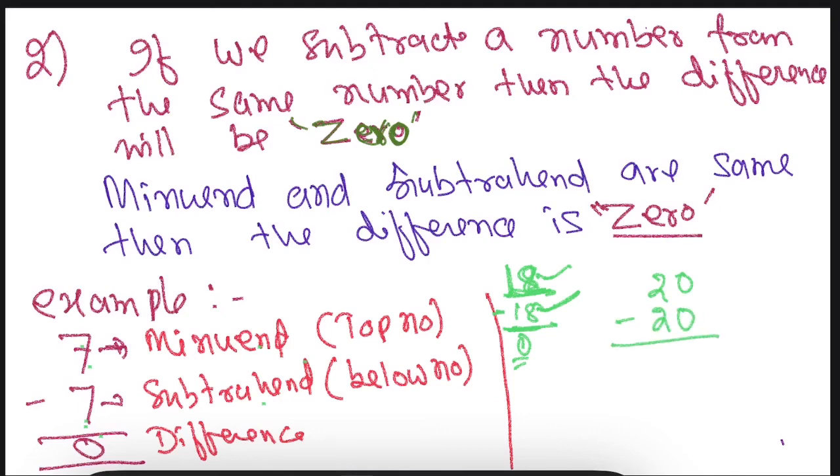The answer is 0. Got it? 20 minus 0 is 20 only, because the subtrahend is 0. But here the subtrahend is equal to the minuend, so the answer will be 0. Here the subtrahend is 0 but the minuend is 20, so the answer will be the minuend only.